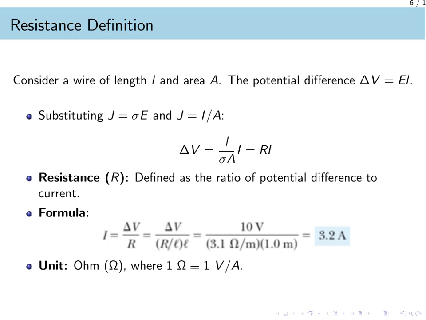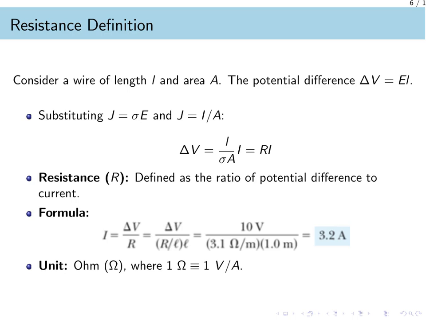Let us define resistance more formally by considering a wire of a specific length and cross-sectional area. The potential difference across the wire equals the electric field times the length. By substituting the definitions of current density and conductivity, we find that the potential difference equals the length divided by the product of conductivity and area, all multiplied by the current.